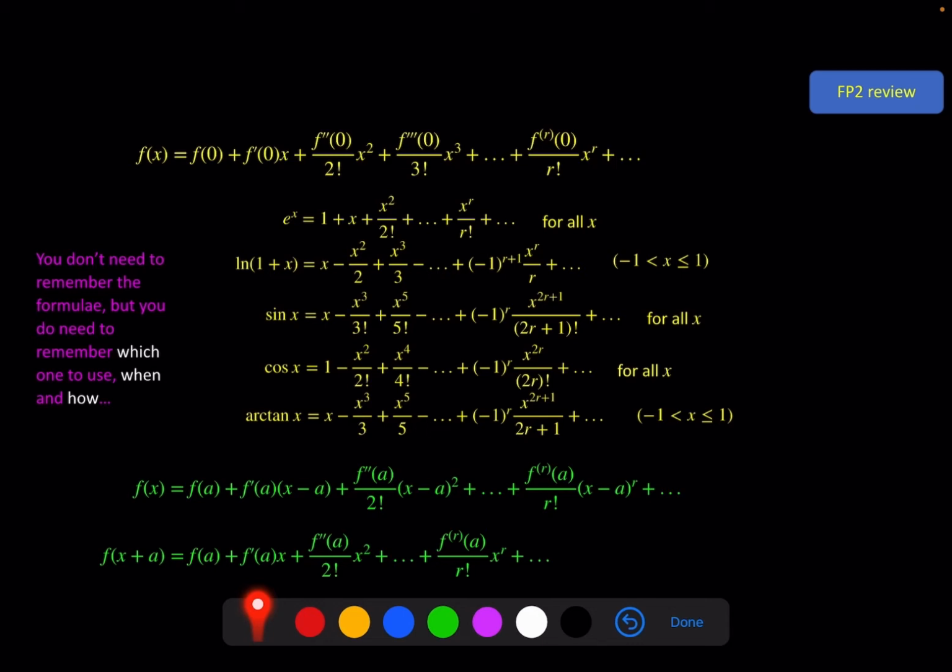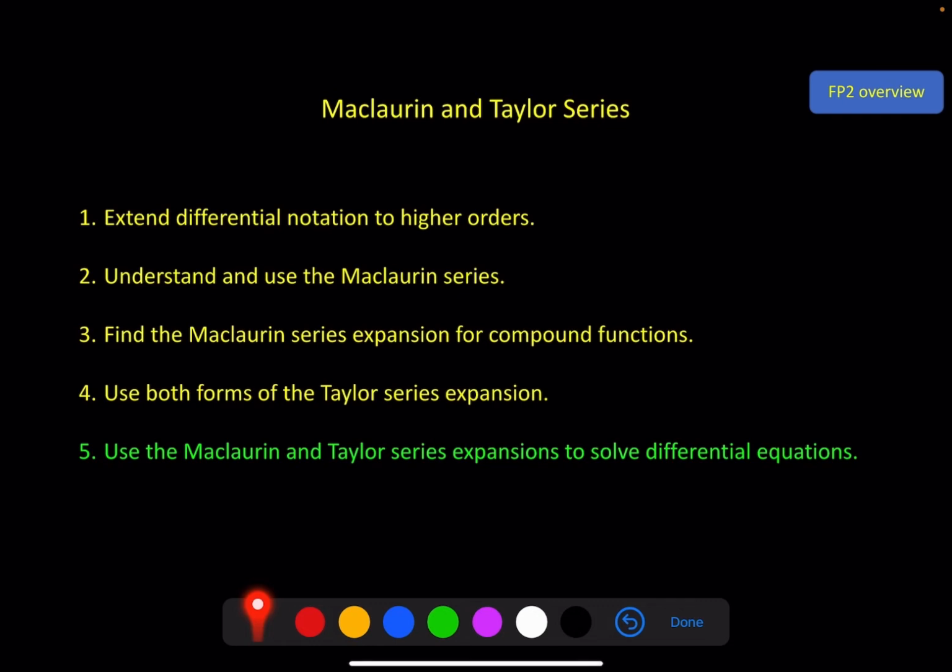On the screen, a review of all of the different formulas that we've gone through so far that are in the International Formula booklet. Remember, you don't need to memorize these, but you do need to be able to use them. In this video, we're going to use the Maclaurin and Taylor series expansions to solve differential equations.